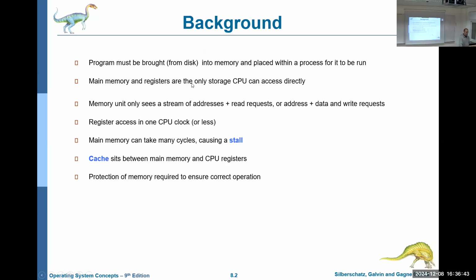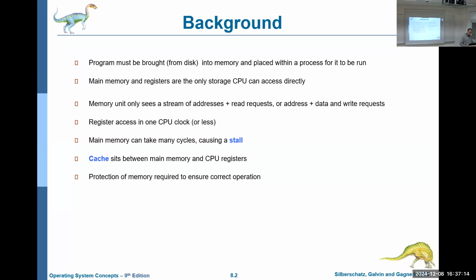The main memory and registers are the only storage the CPU can access directly. In other words, we can't run the program from the hard drive. We have to put it into main memory and then into registers. The memory unit only sees a stream of addresses: read requests with an address, or address and data for write requests. It just knows an address.